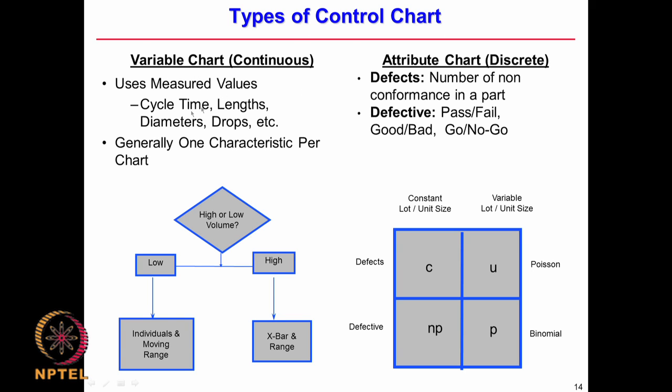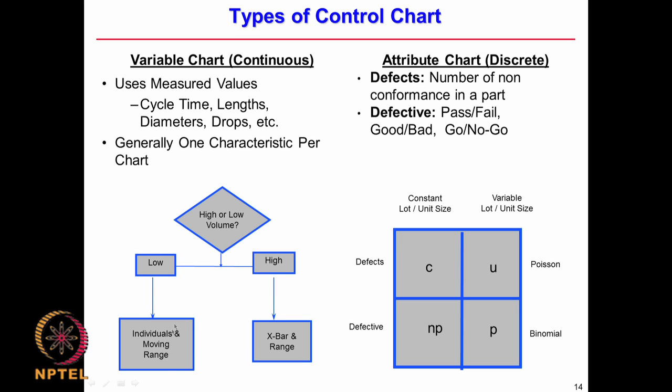Variable chart is continuous: measured cycle time, length, diameter of particles or droplets. It is one characteristic per chart. So we can have individual, moving range, X bar chart, that means average, or you can have a range chart. What is a range chart? You collect 2-3 samples and look at the lowest and the highest and subtract, that is the range. X bar is the average of the sample set. Moving range means every time you calculate the range based on the new set of data we have collected.